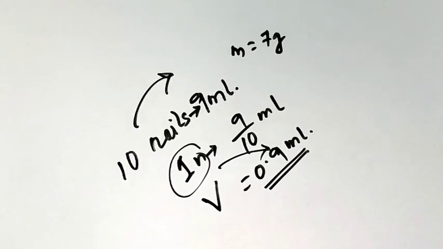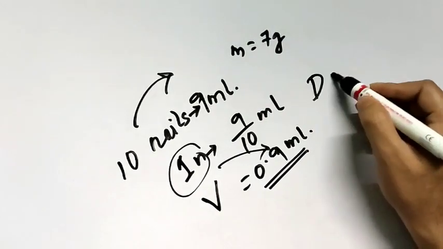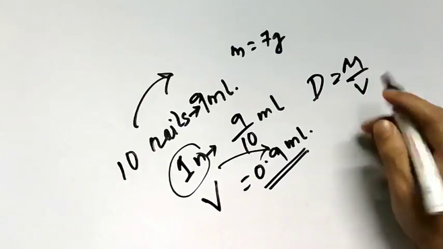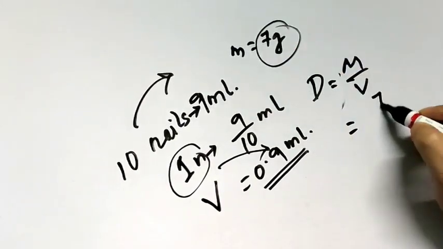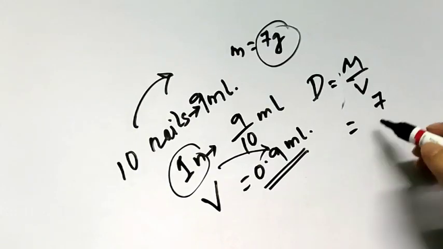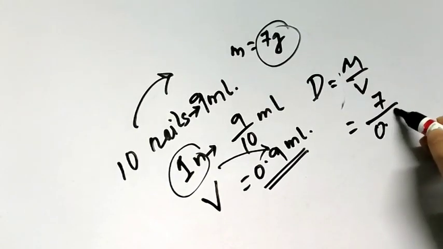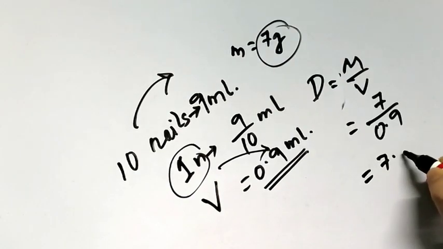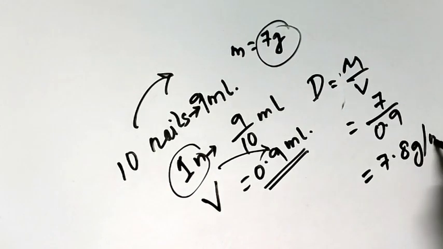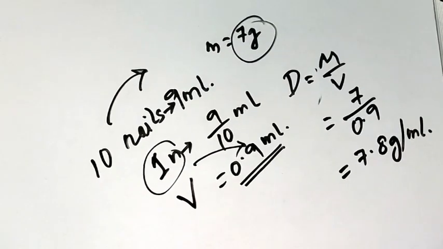Now we need to find the density of the iron nail, right? So density is mass by volume. So mass of one nail is 7 gram and volume is 0.9 ml. So when you calculate this, you will get 7.8 gram per milliliter. That is your answer.